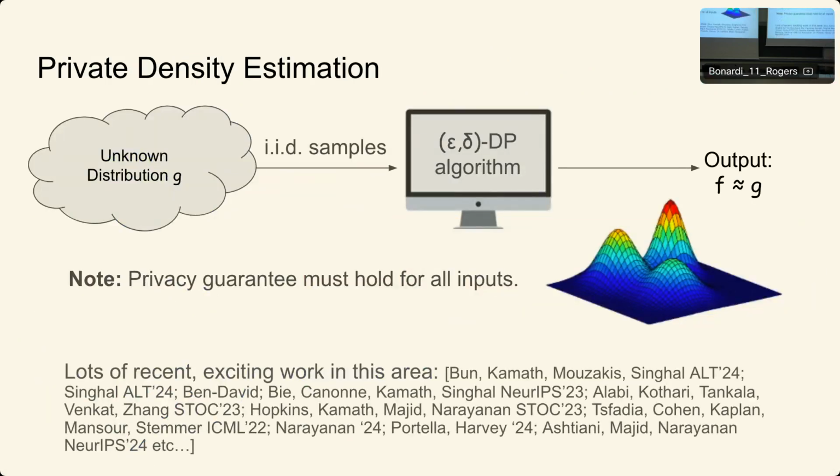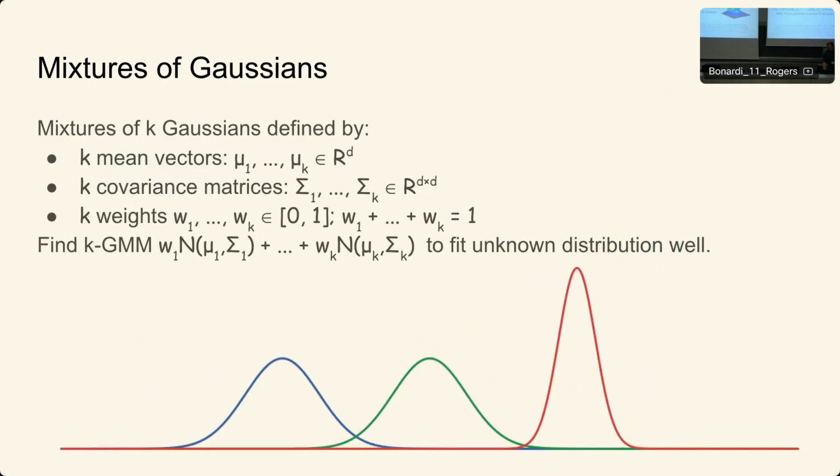Okay, so then our focus here is on private density estimation. So basically you put the two slides together. You have an unknown distribution, you feed these into an epsilon delta differentially private algorithm, and you want to get something good out of it. And one thing I'll mention is that the privacy guarantee must hold for all inputs, even if they don't actually come from the distribution that you're trying to learn. But the utility guarantee only needs to hold when the inputs actually do come from the correct distribution. And there's a lot of exciting work on this just within the past few years. I'm probably missing a bunch of citations here.